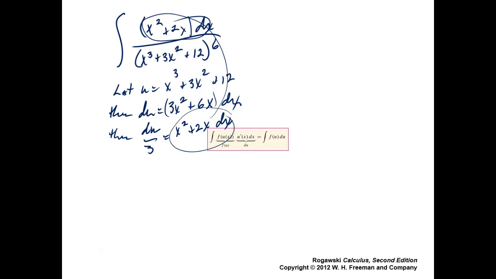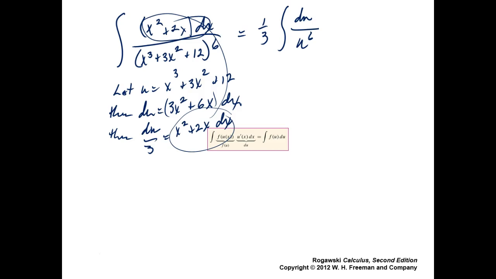Second? U to the 6. So this becomes, now what do we do to this 1/3? Let's take that on the outside. 1/3, the integral of this thing here then is just du, because the 1/3's on the outside, over u to the 6. Is that what you said? Now, can you do that integration?